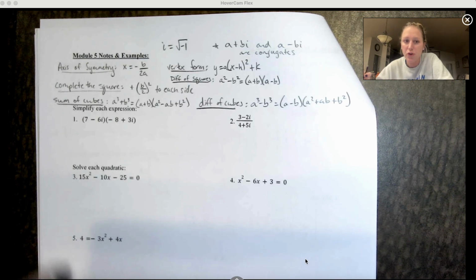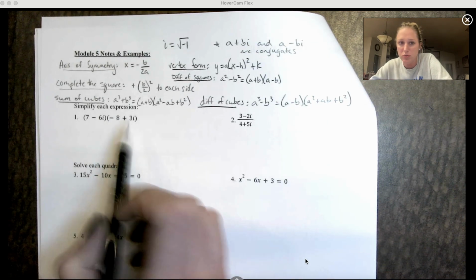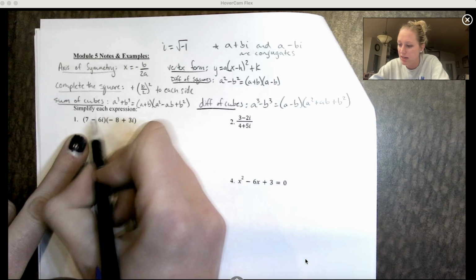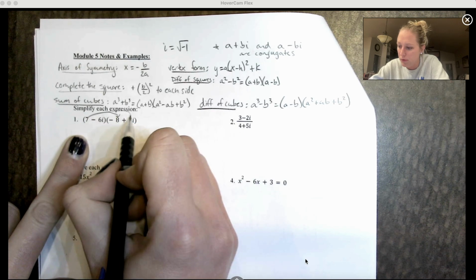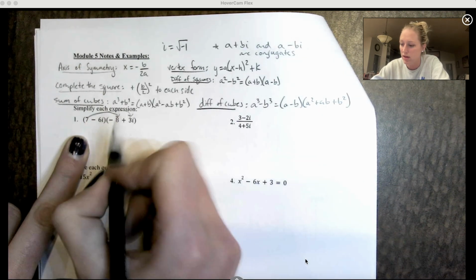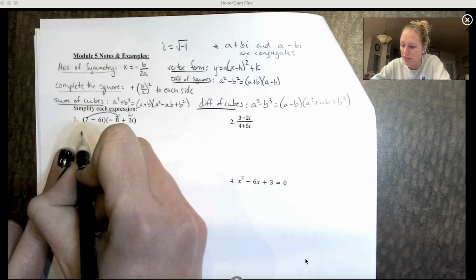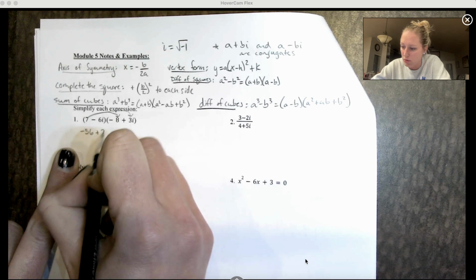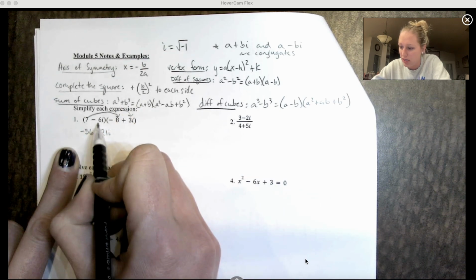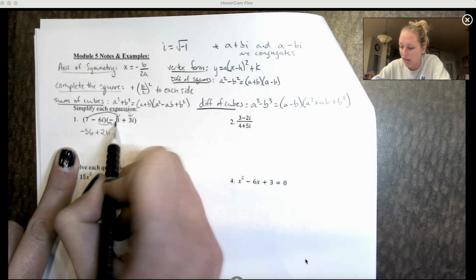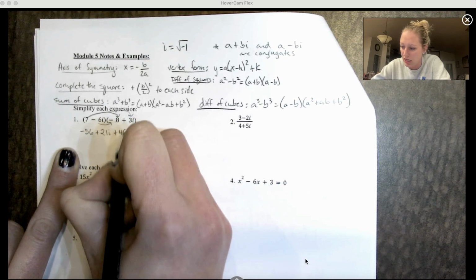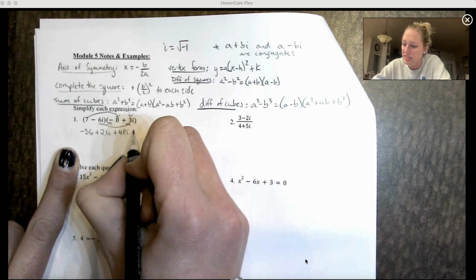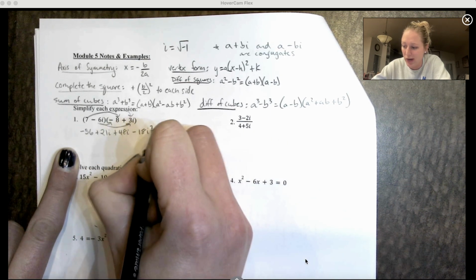Okay, so in operations with i, when I multiply, I'm going to multiply just like I would any binomial. I'm going to take 7 and distribute it to both terms in the second complex number. So I've got 7 times negative 8 is negative 56. 7 times 3i is 21i. Okay, so now I'm going to do negative 6i times everything. So negative 6i times negative 8 is positive 48i. Negative 6i times 3i is negative 18i squared.